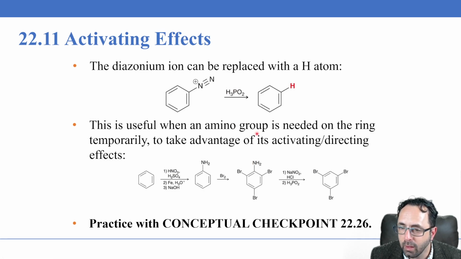And this can be useful when the amino group is needed on the ring to direct the reaction, because remember, it is a strong ortho-para activator on the benzene ring. And we can make use of its directing effects, and then we can get rid of it by treating with nitrous acid to produce the diazonium ion, and follow it up with H3PO2 to completely get rid of the amine and give us the substituted product that we were going for. Another synthetically useful route here.